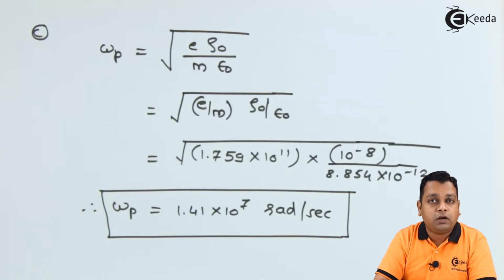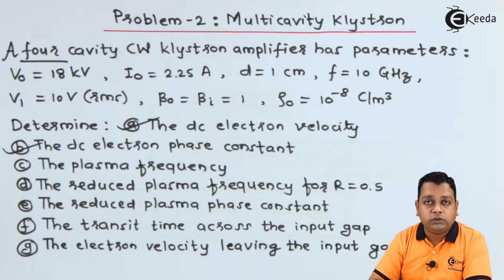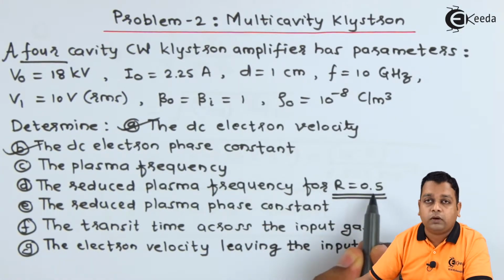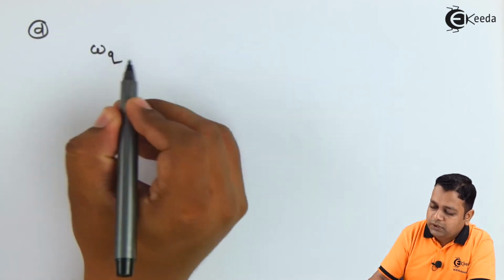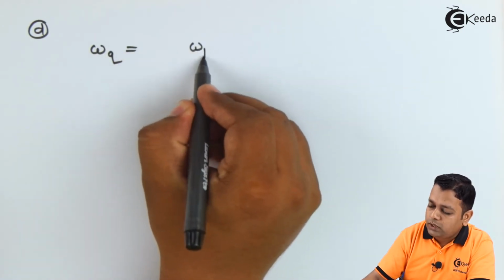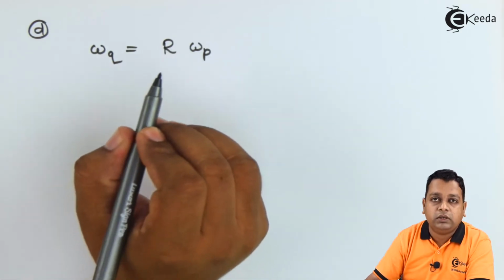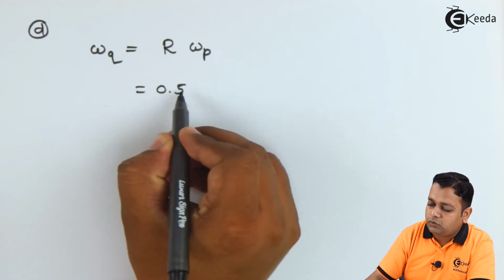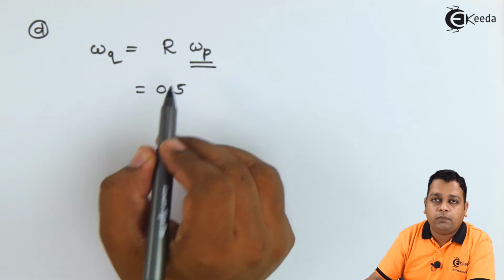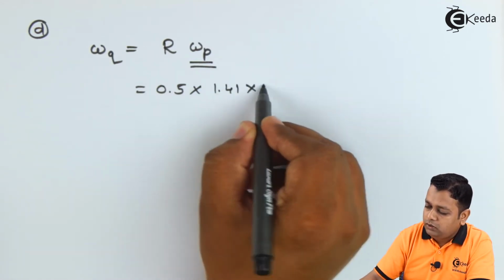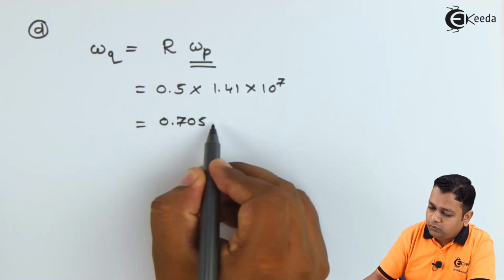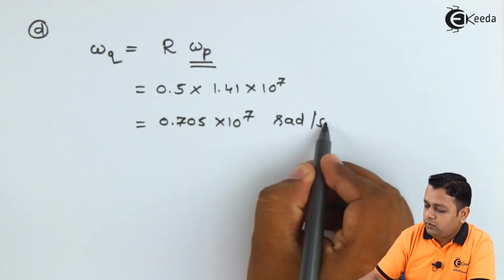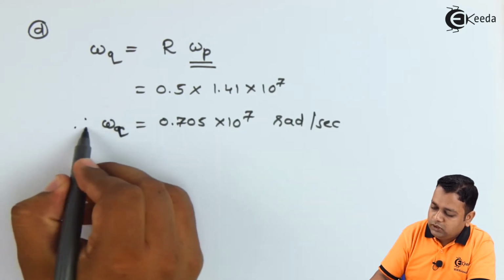In part D, we need to determine the value of the reduced plasma frequency. For this, we are provided the value of capital R equal to 0.5. After plasma frequency, let us determine the reduced plasma frequency. The reduced plasma frequency for part D is denoted by omega sub q. The plasma frequency that we have determined is omega sub p, and the reduction factor R is multiplied with it. Hence we substitute R equal to 0.5 from the problem statement into the previous answer of part C, which is 1.41 times 10 raised to power 7 radians per second. Finally, the reduced plasma frequency will be 0.705 times 10 raised to power 7 radians per second.